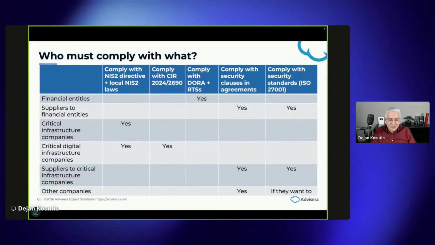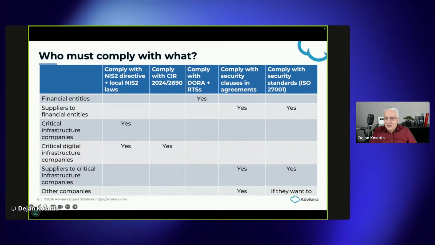Okay, so I hope this gives a better idea of really who needs to comply with what and who does not need to comply with what, because very often people think that if you're a supplier to a company that is in NIS2 scope, you also have to comply with NIS2. No, this is not true. Again, suppliers of companies that are in NIS2 scope do not have to comply with NIS2.